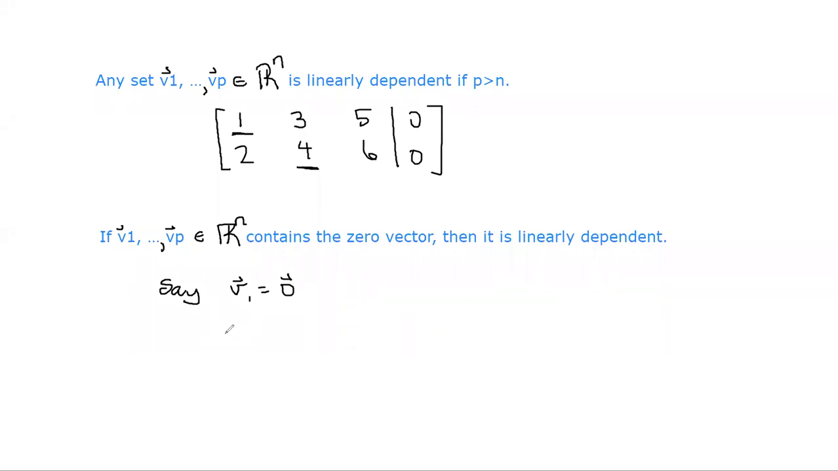Then we can easily write 1 times v1, that's still going to be 0 because any scalar multiple of 0 is still 0. And then the rest of our weights can be 0 for the rest of the vectors. This is obviously going to equal 0 because 0 times anything is 0, and v1 is the 0 vector, so this will be 0 also. So here we have a homogeneous system, and we have a non-trivial solution because this 1 right here is not 0. So these are linearly dependent.